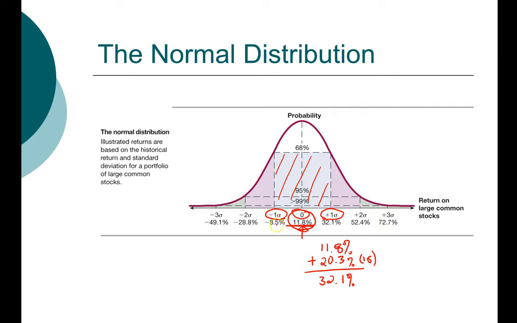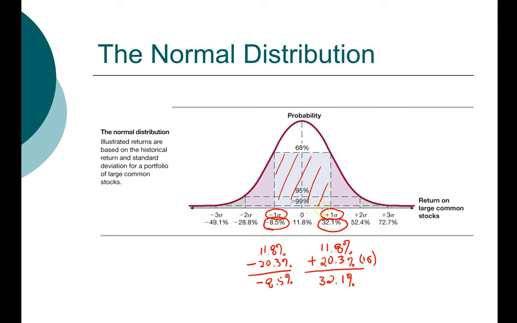And you get the same from here. To get minus one standard deviation, we take 11.8% minus one standard deviation, which is 20.3%. And that gives us minus 8.5%, and that is minus one standard deviation. So that's how we come up with minus 8.5% and 32.1%. So what does that tell us? That tells us that 68% of the time when you invest in a large company stock, your return will be somewhere between minus 8.5% and plus 32.1%.